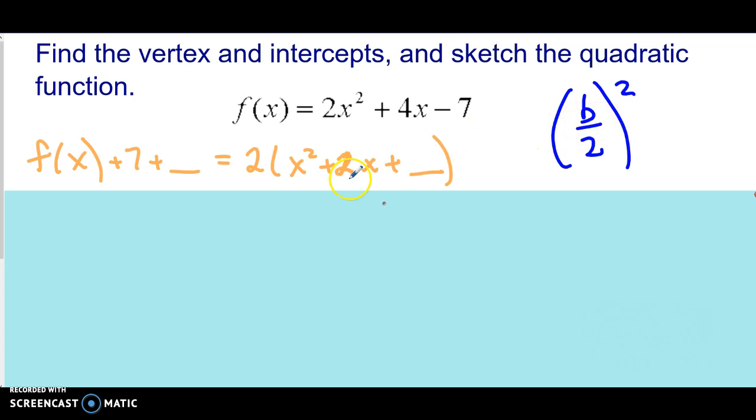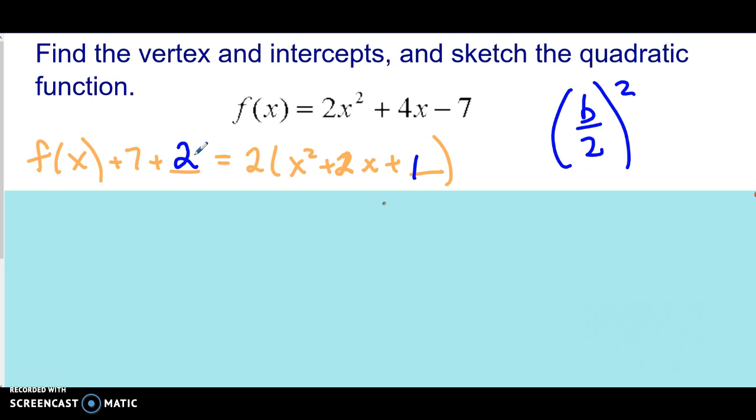So when I do that, I'm going to have 2 divided by 2 squared, which is going to be 1. And what I add over here, because if I add to one side, I have to do it to the other. But don't forget, technically, if I distribute this 2, technically I did add a 2 to the right-hand side. So I'm going to add a 2 to the left-hand side.